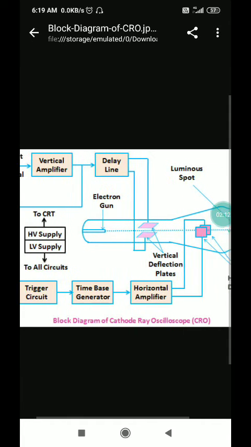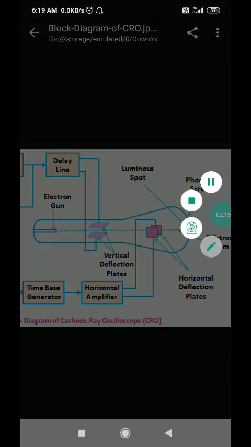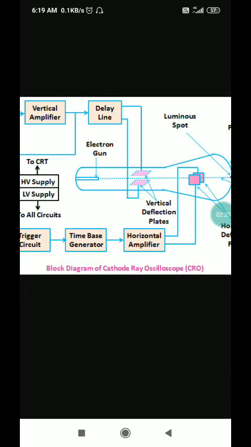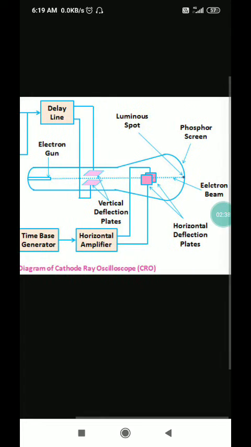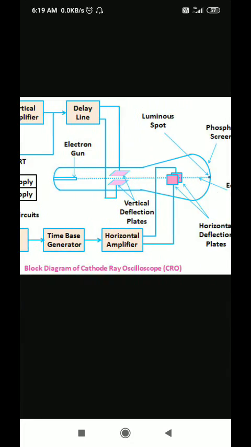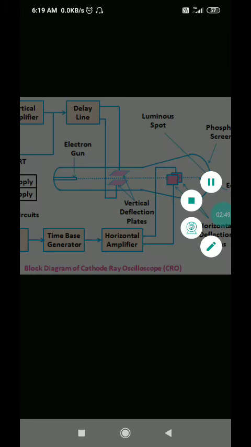The first thing that we should take note of is it has got two sections, that is a horizontal amplifier section and vertical amplifier section. Basically, when you have two deflection plates, vertical deflection plate and horizontal deflection plate, so one system is working for vertical deflection plate and the other system is working for horizontal deflection plate. So we have this. Let us see first the vertical deflection amplifier.